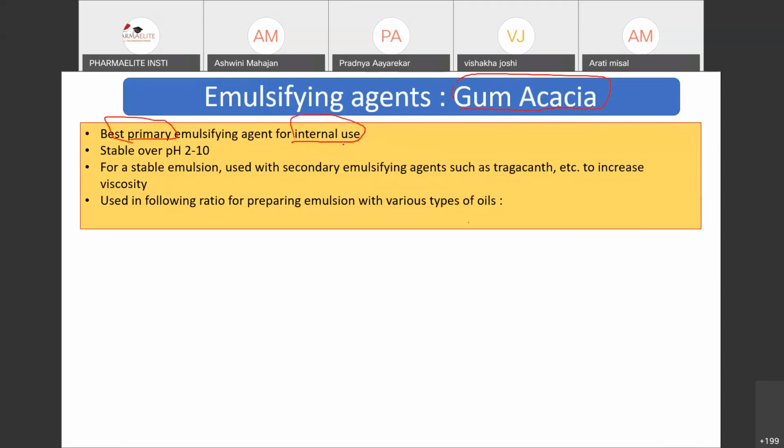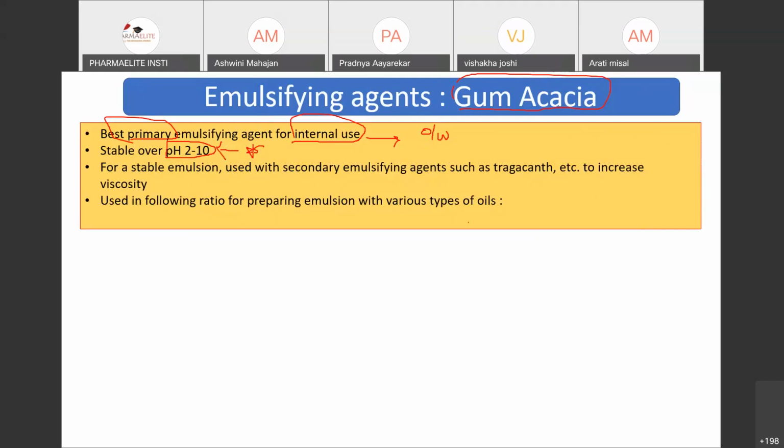So can I say, if I am saying it's for internal use, it is an oil in water emulsion? Gum acacia's HLB was 8. Although it can be used for both oil in water as well as water in oil emulsion, can I say it's the best primary emulsifying agent for internal use? It means that it's for oil in water emulsion. At the same time, it is stable over the pH range of 2 to 10.